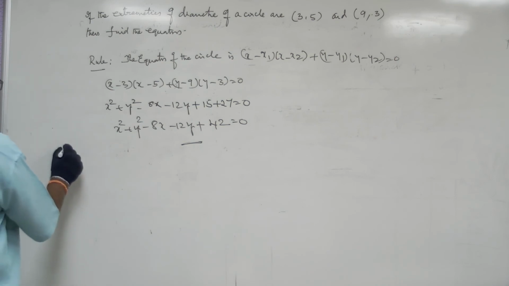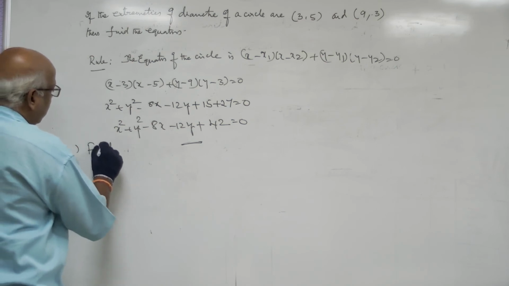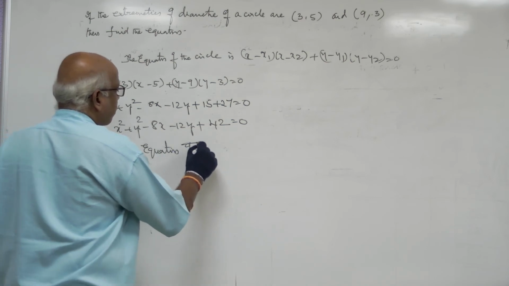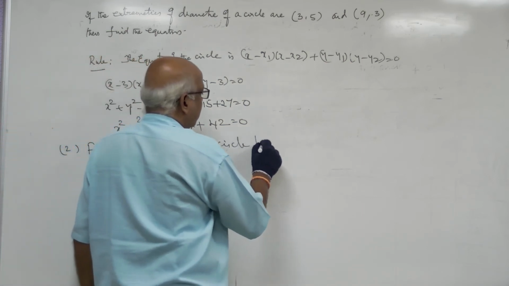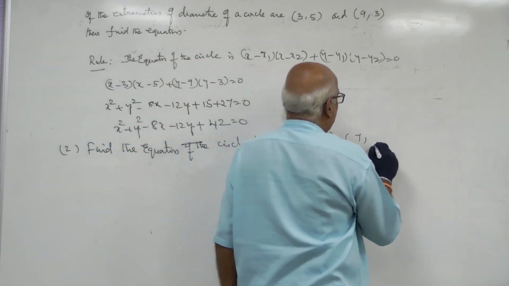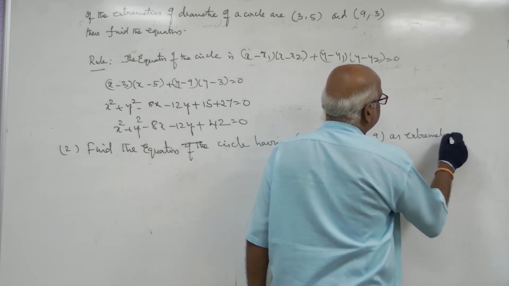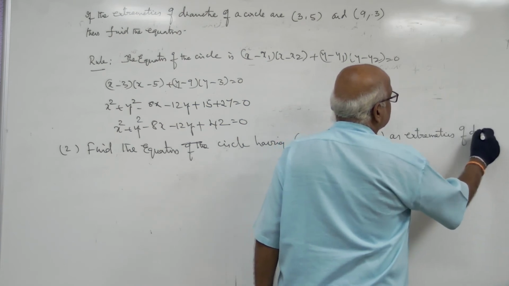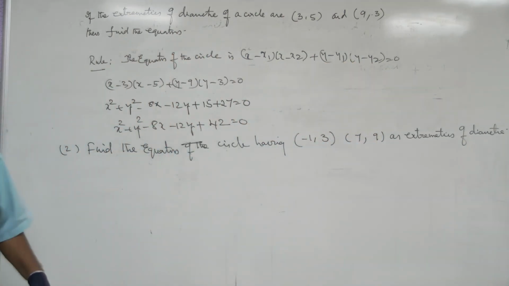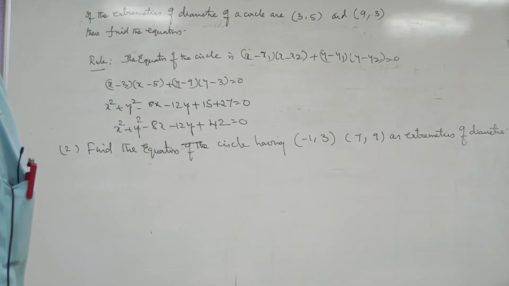In this way, in this model, I will give you one problem as homework or assignment. Find the equation of the circle having minus 1, 3 and 7, 9 as extremities of diameter. That you try to work out. With this, I will stop today's session. In the next session, we shall continue the rest of the formulas. Thank you all.